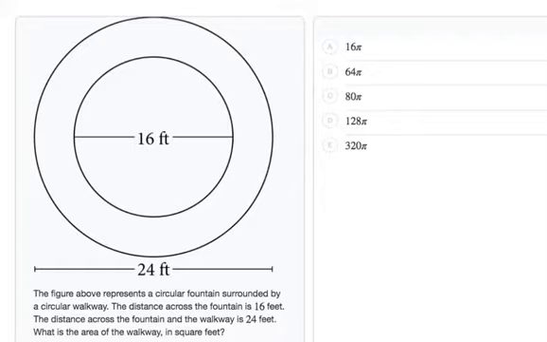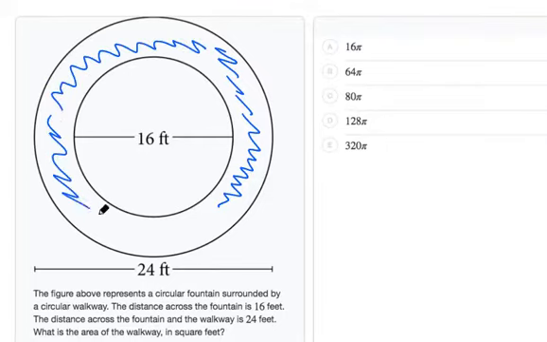So we're actually looking for the area of this walkway here. All of this shaded part in here, and we can shade all around it if it helps as a visual to remember what we're actually looking for.